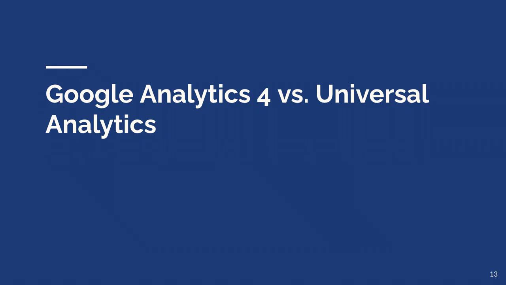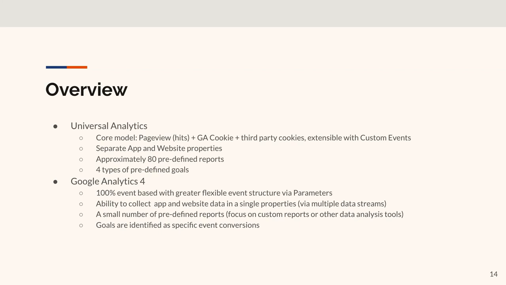So let's talk about Google Analytics 4 versus Universal Analytics. So at a high level, Universal Analytics has kind of a core model of page views, and then uses the Google Analytics cookie, as well as some third-party cookies, and can be extended with custom events.